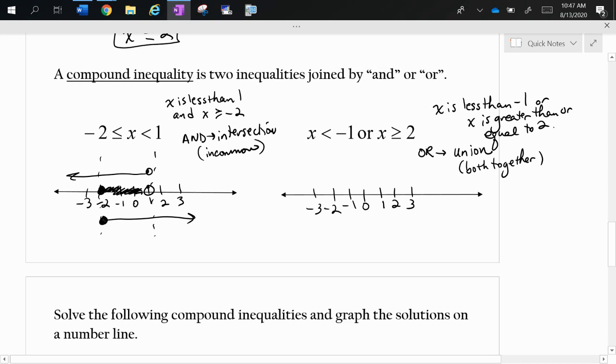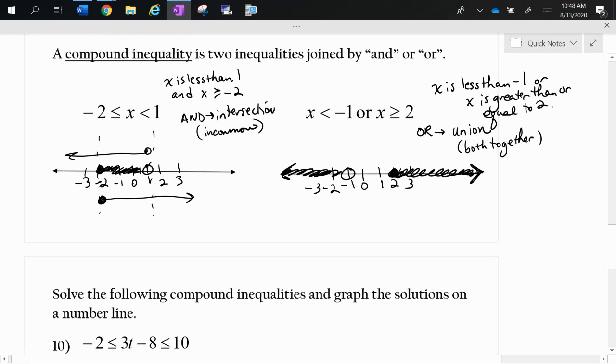So I'm going to graph x is less than -1. So I'm going to put an open circle on -1, and I'm going to graph to the left of -1. And then I'm going to do on the same number line, I'm going to graph x is greater than or equal to 2. So I'm going to put a closed circle on 2, and I'm going to shade to the right. So notice there is no intersection here between these two inequalities, and that's okay. We're not worried about the intersection. We're worried about the union, which means any number that's to the left of -1 and any number to the right of 2 would be a solution to this inequality.